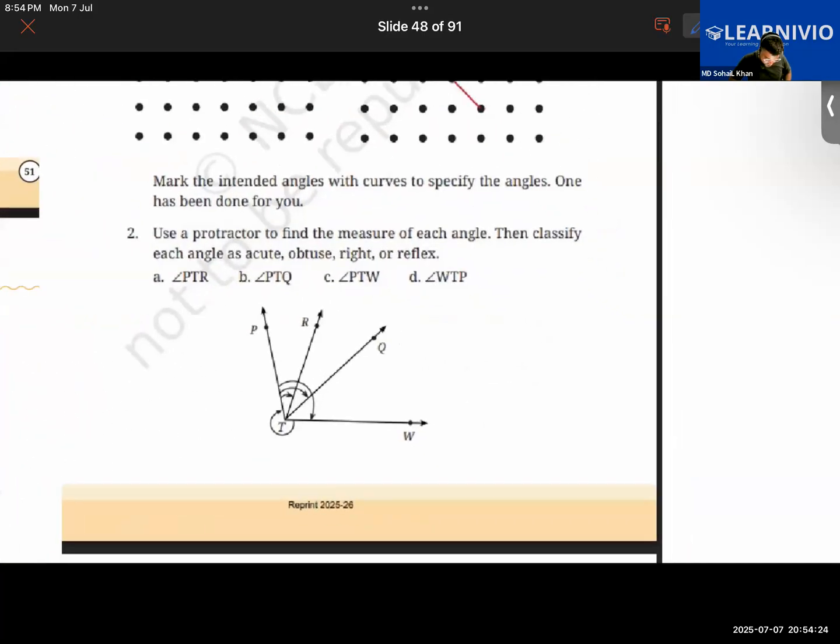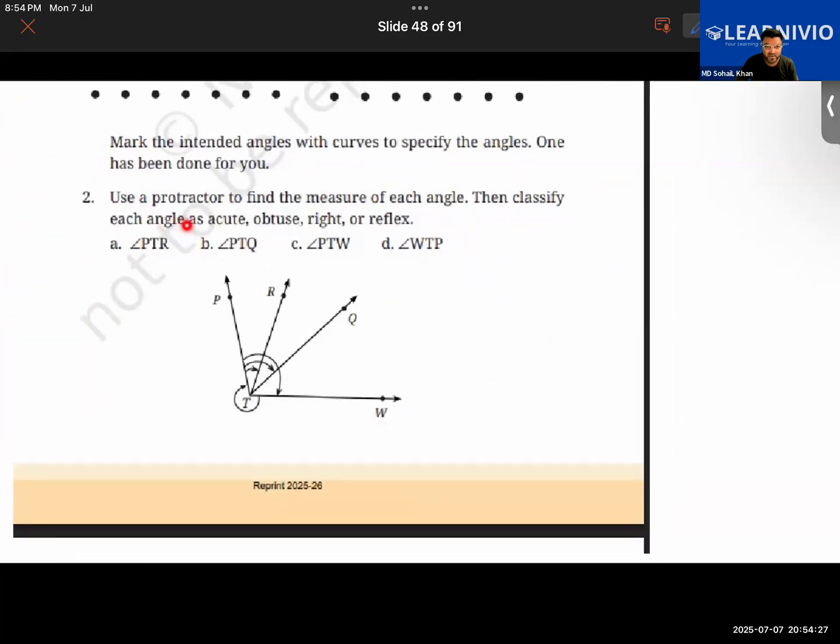Okay, now question number 2. Use a protractor to find the measure of each angle, then classify each angle as acute, obtuse, right, or reflex angle. It is talking about this figure. So first, learn to spot the angles properly in the given figure. Angle PTR. I'm talking about this angle here, right? So with the help of a protractor, you will be doing it. All of you first take out the measurement with the help of the protractor, then accordingly classify them as acute, obtuse, right, or reflex.